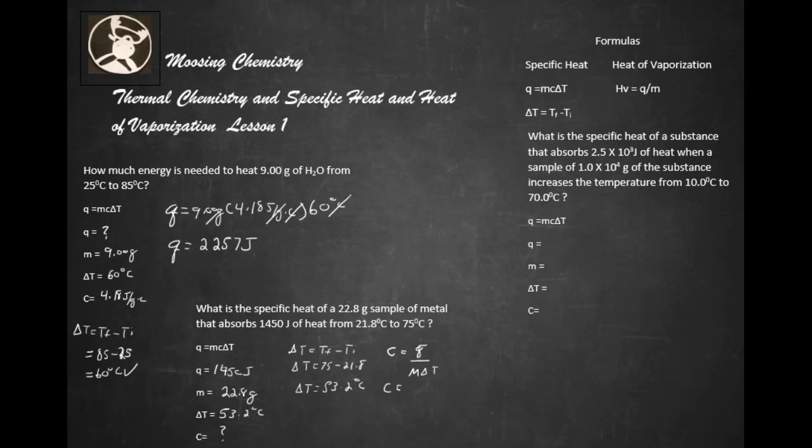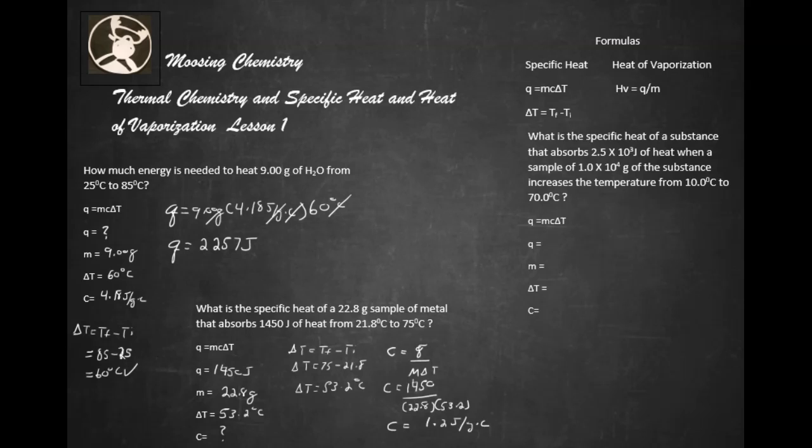So C equals our Q, which is 1,450, over our 22.8 times our 53.2. I'm just dropping the units off for now, guys. Don't panic. I'll put the units back on after I do the math. So I do the math here, and I get 1.2 joules over grams times Celsius.